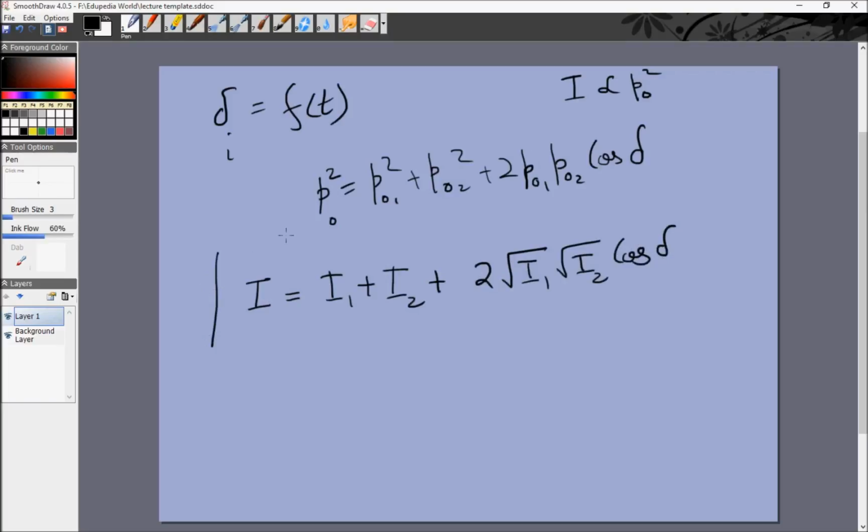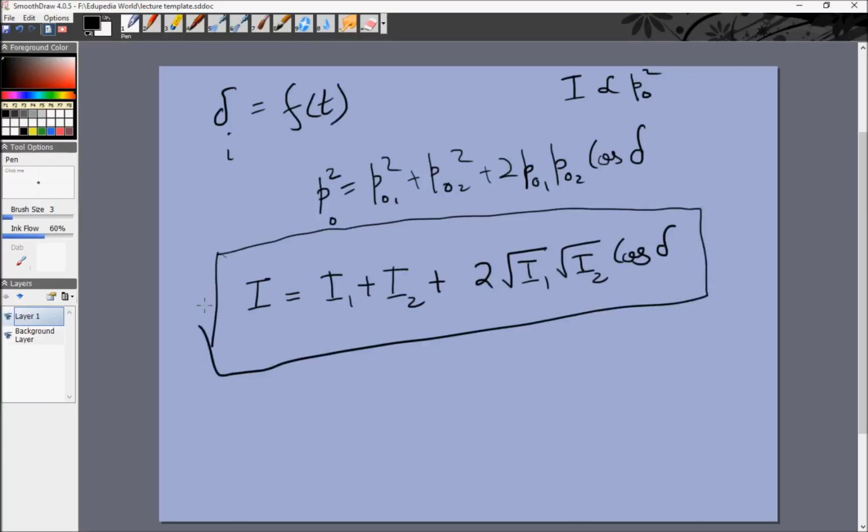So this is an equation with which we can directly find out the resultant intensity if the individual intensities are given and the path difference or the phase difference is given.